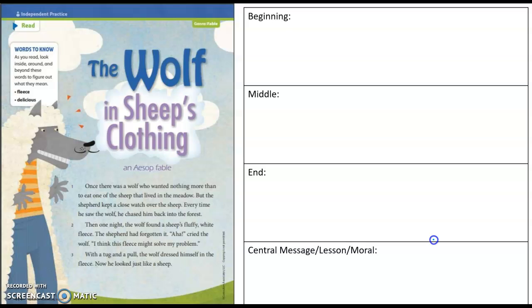We're going to be reading The Wolf in Sheep's Clothing today, and we'll talk about the events together. We'll talk about how the characters respond to a problem, but you're going to be identifying the central message on your own based on the characters' actions, thoughts, words, and feelings.